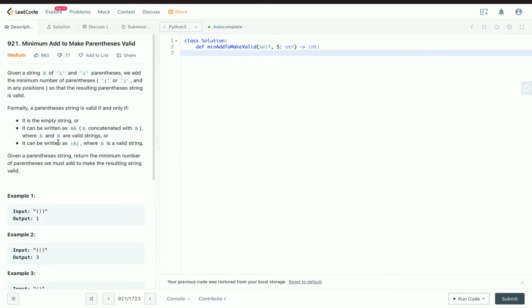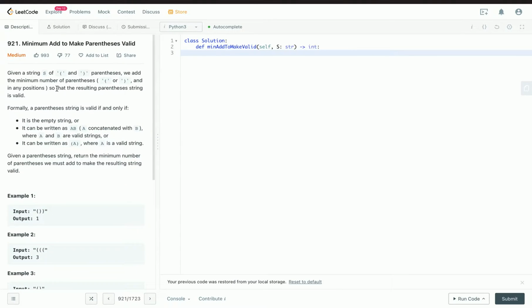Formally, a parenthesis string is valid if and only if it's empty, or it can be written as AB, A concatenated with B, where A and B are valid strings, or it can be written as like this, where A is a valid string. Given a parenthesis string, return the minimum number of parentheses we must add to make the resulting string valid.